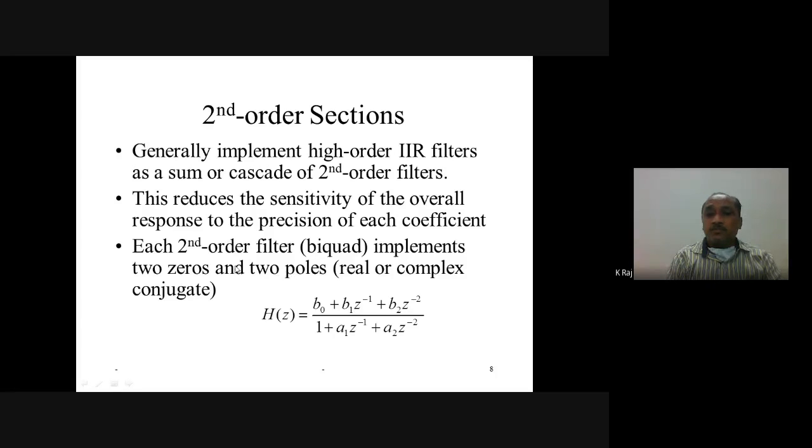The second order filter, also named the biquad, implements two zeros and two poles, which are either real or complex conjugates. And H(z), the transfer function of the system, may be represented by this equation: (b0 + b1 z^-1 + b2 z^-2) divided by (1 + a1 z^-1 + a2 z^-2).